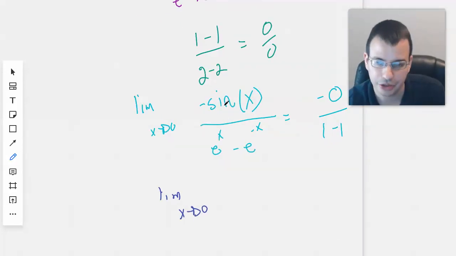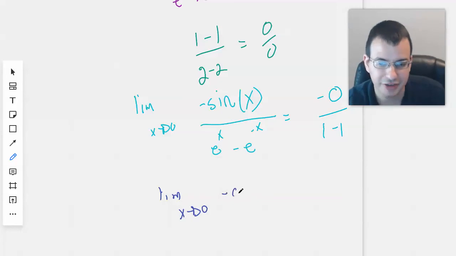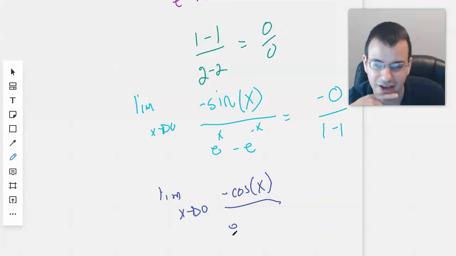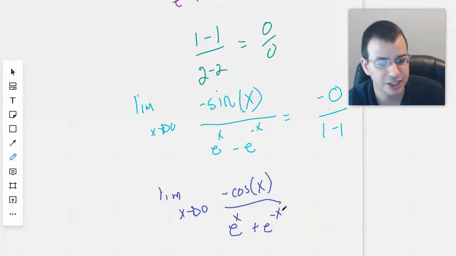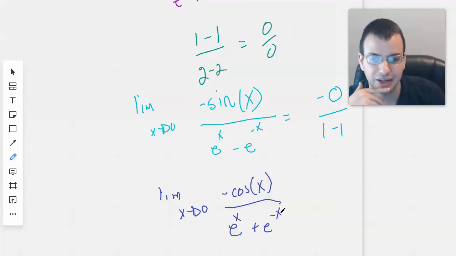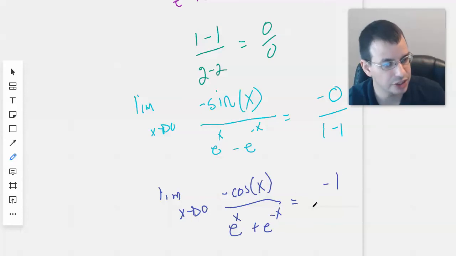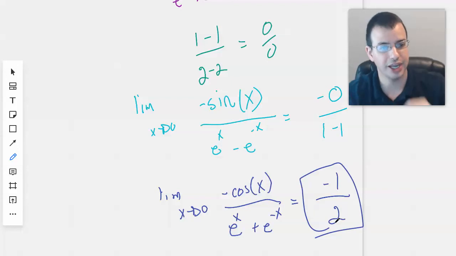So we can do this. The derivative of sine of x is cosine of x, but the negative sign is going to stick around, so we'll have negative cosine of x. And then we have e to the x plus e to the negative x. So e to the negative x is still the derivative of e to the negative x, but we still have that negative 1, which then plays in there. And this time we get negative 1, because cosine of 0 is 1, all over 1 plus 1, which is 2. So negative 1/2.